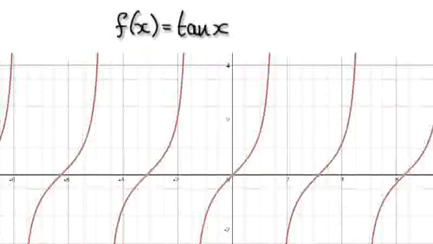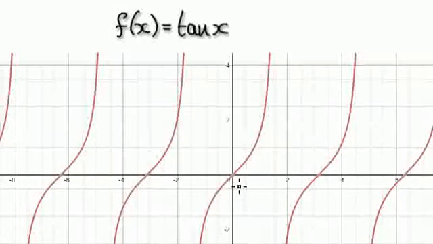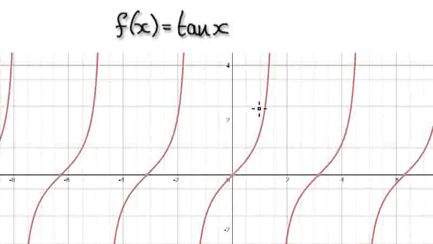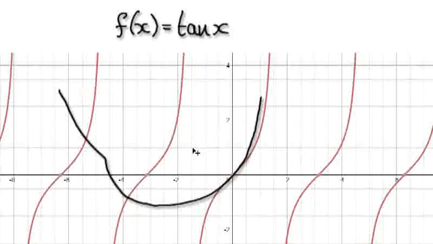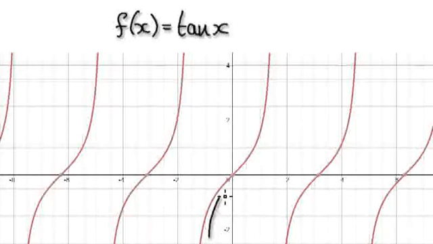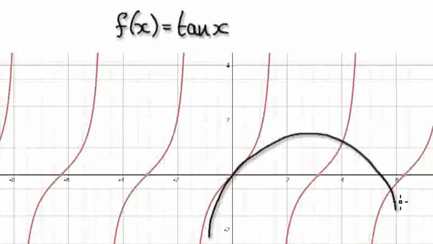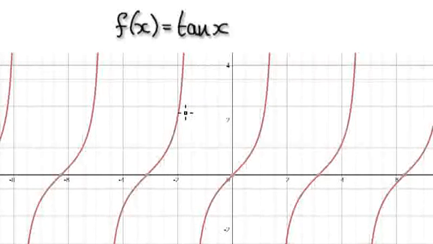Okay, let's give you guys some more practice. So here, find the quadratic approximation for tan of x near x equals 0. Your quadratic approximation could look something like this, or it could look something like this, or whatever. Find the quadratic approximation for tan of x near x equals 0. So press pause and have a go.